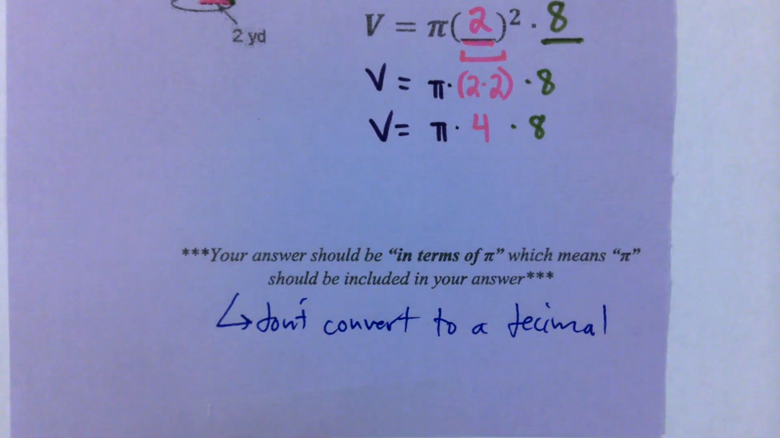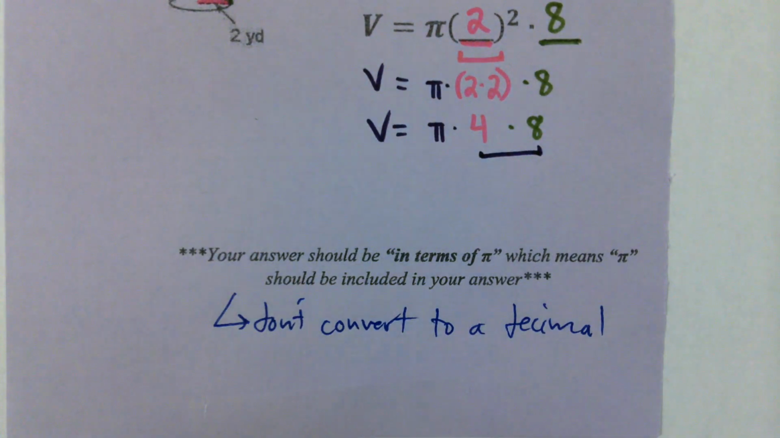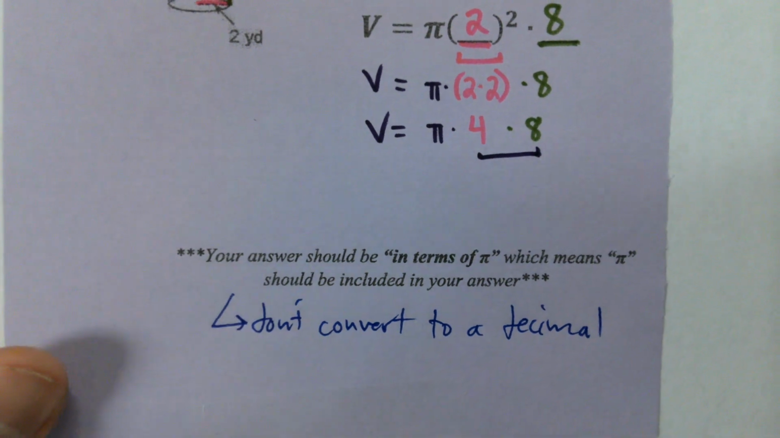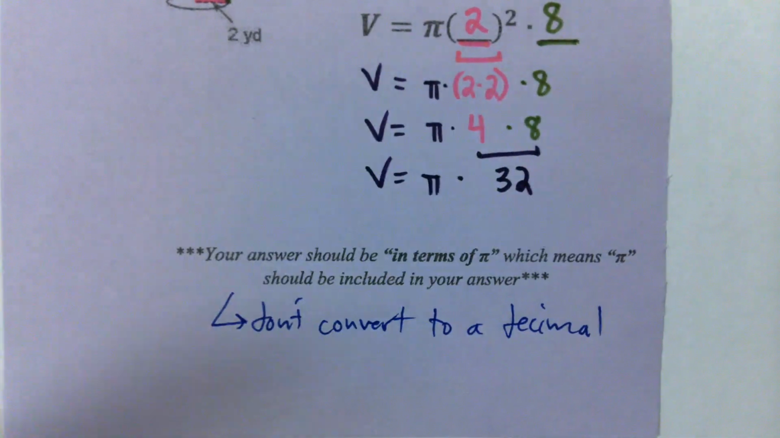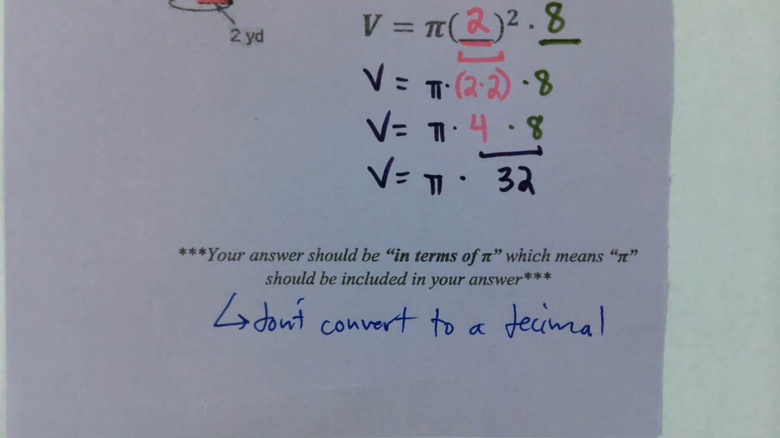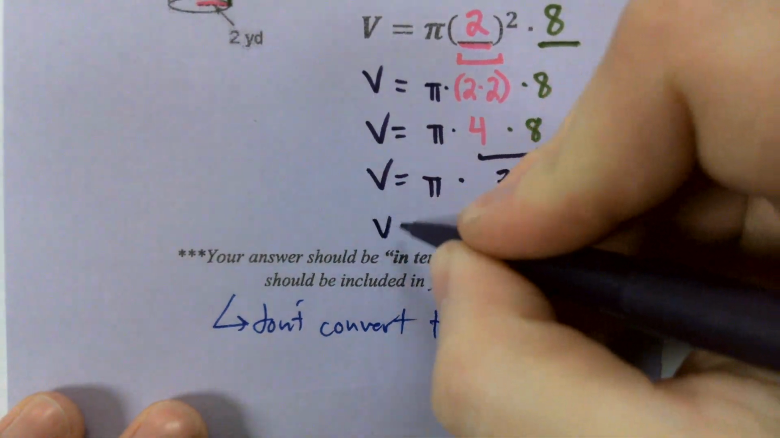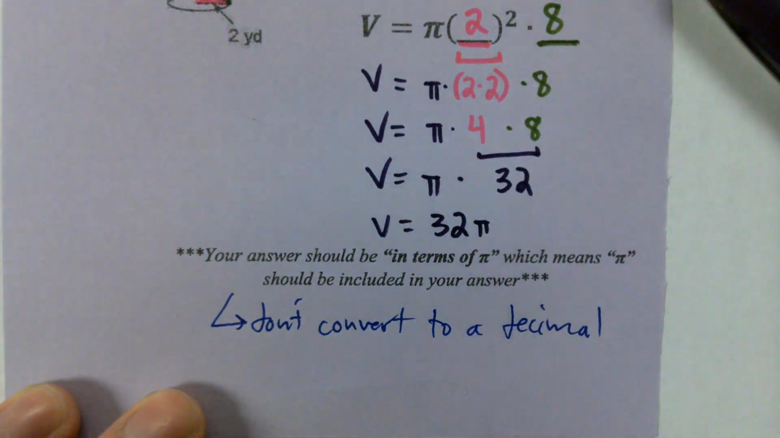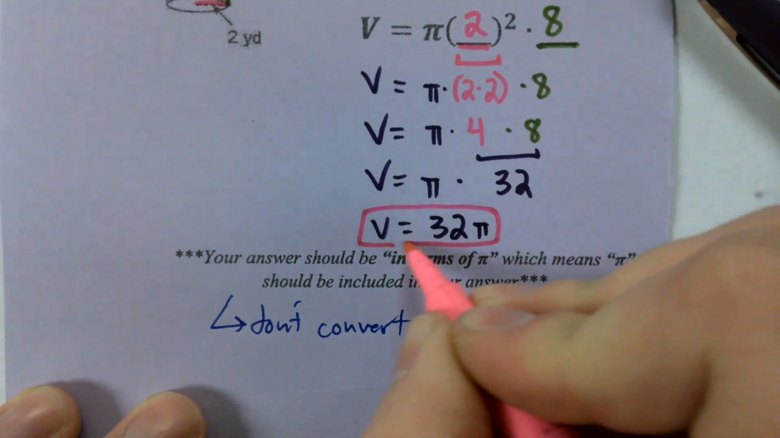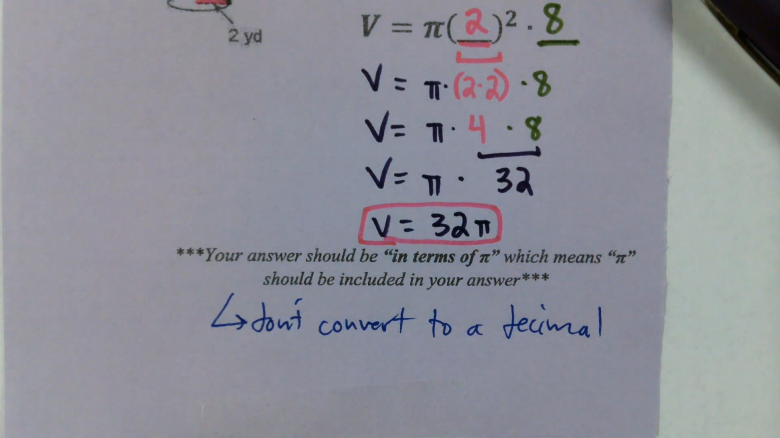All we can do now at this point is multiply 4 times 8. What does that give us? 32, right? Times pi equals V. Now, again, we're not going to do anything with pi. We're going to leave it as pi. But whenever we have a number times pi, we always want to make sure pi is on the right-hand side. So we're going to write this as V equals 32 pi. And that right there is the volume of this cylinder.